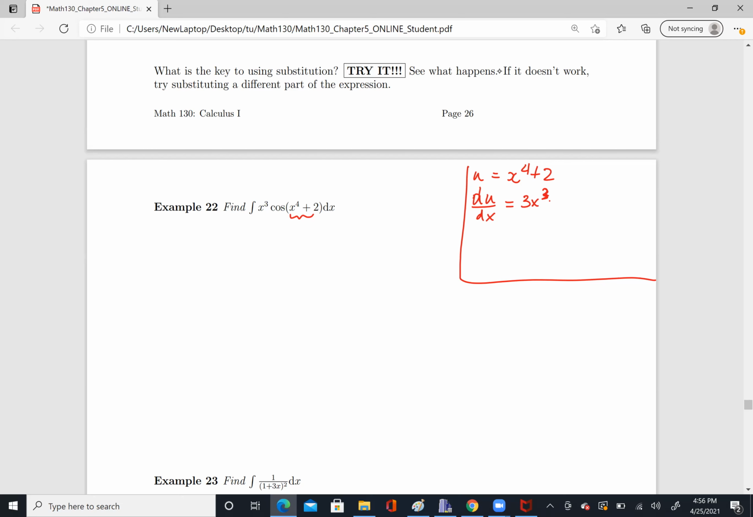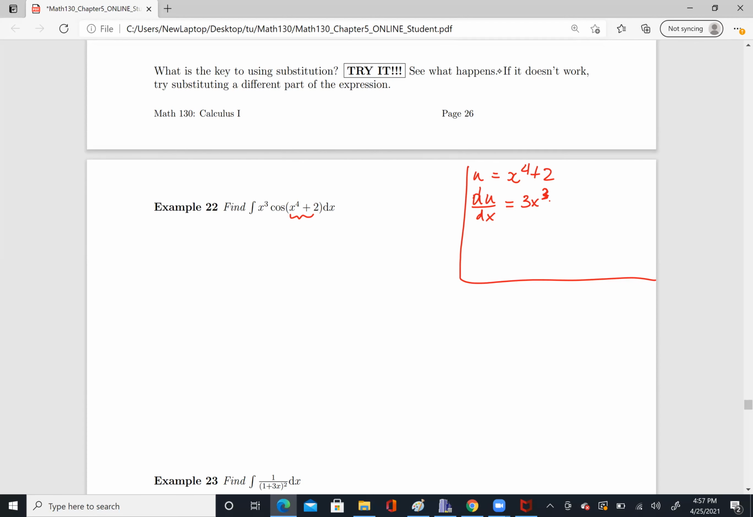3x cubed. So you can see, there's a cube over here, there's a cube over here, x cubed over here. Okay, so it looks like that will affect our substitution later.